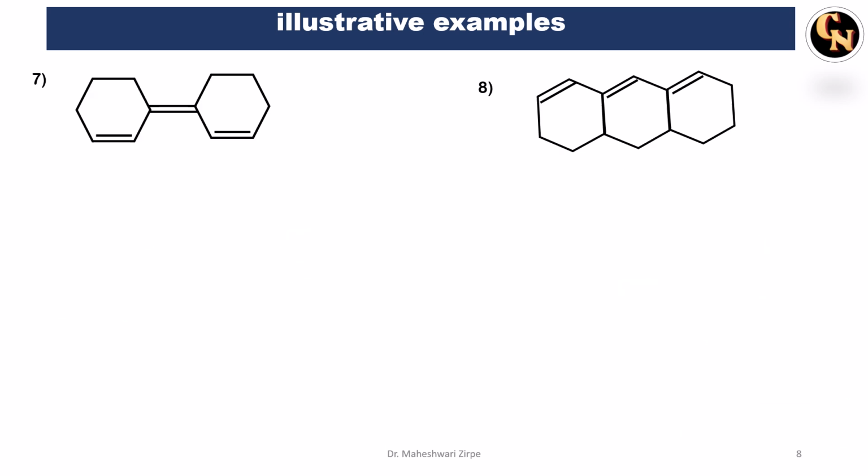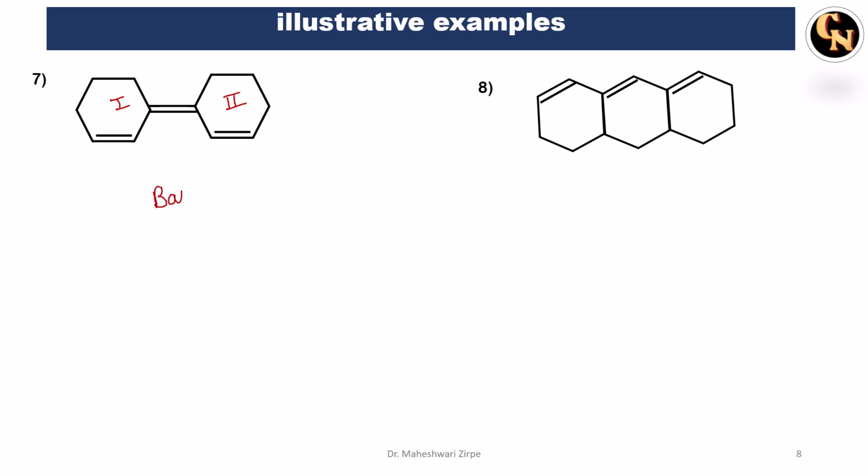Okay, let us see the next example where you will find that there are two rings, ring number 1 and ring number 2, and there is a conjugation. You can see here double bond, single bond, double bond, single bond, double bond. So there is an extended conjugation, plus this double bond which you can see here is exo to both the rings, ring number 1 as well as ring number 2. It is exo to both the rings. So let us calculate the lambda max value now.